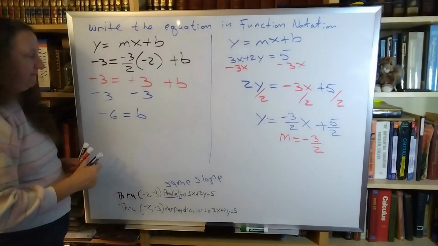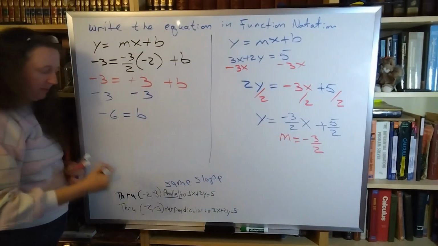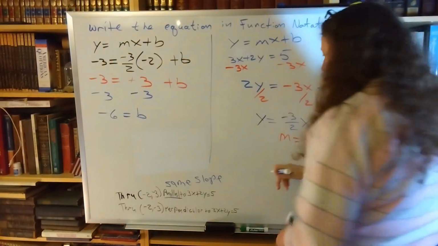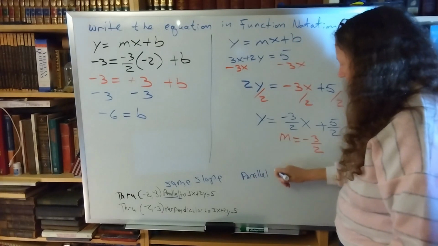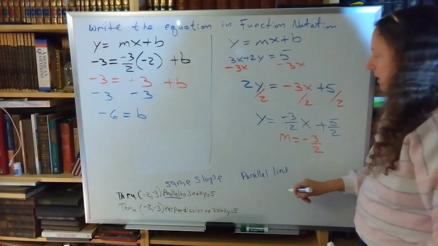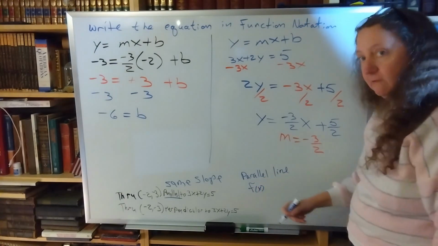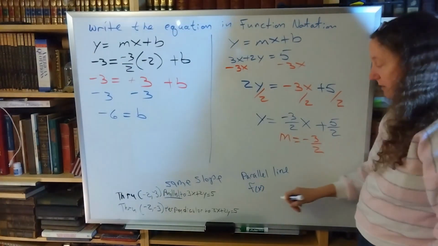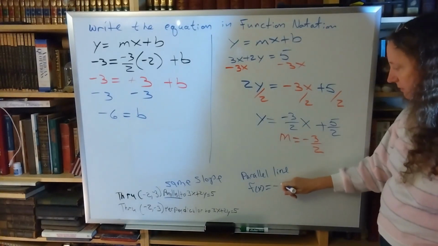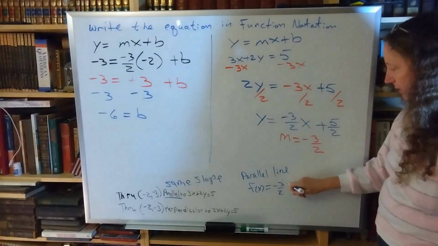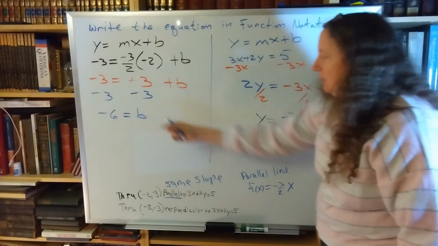And then write that in function notation to get my answer. So my parallel line is going to be f of x, because it's in function notation, so that takes the place of y, equals m, -3/2, x plus b becomes -6.